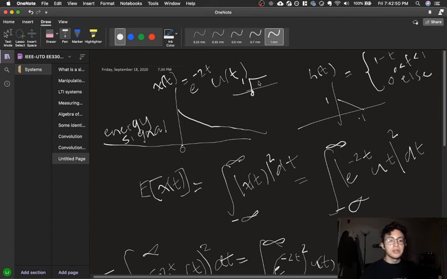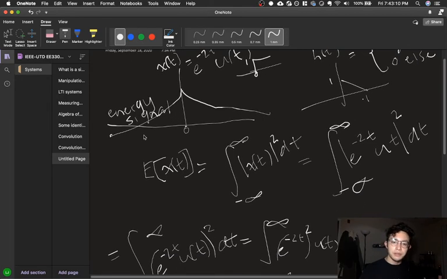The only kind of exception to this is, in order to be an energy signal, it just needs to go to 0 when you approach infinity in either direction. That's basically the criteria you need for it to be an energy signal.